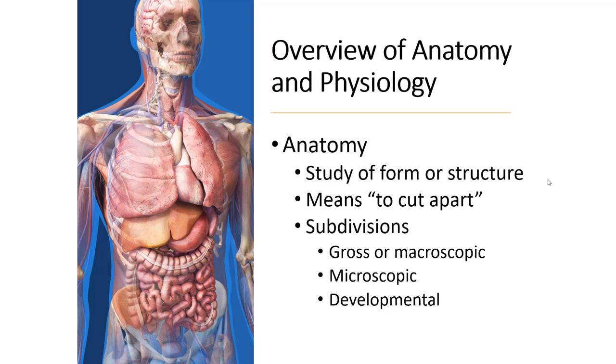And there are different types of anatomy. There is gross anatomy, or also called macroscopic anatomy. That's not a typo, that is macroscopic. Macro means big. So gross anatomy, or macroscopic anatomy, is the study of structures that are big enough to be seen with the naked eye, or without using a microscope or magnifying glass.